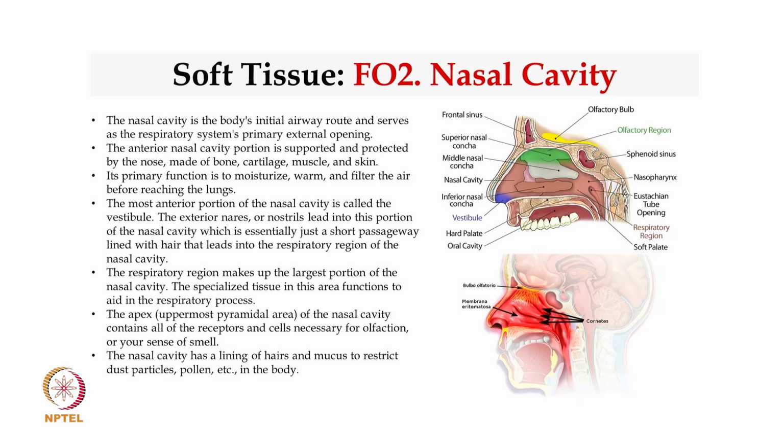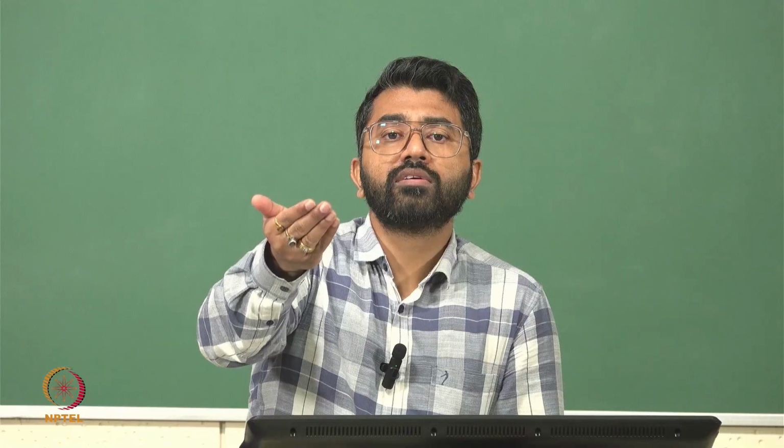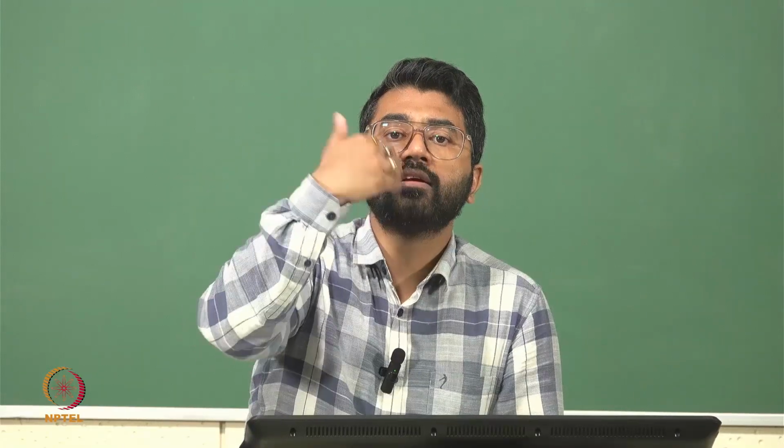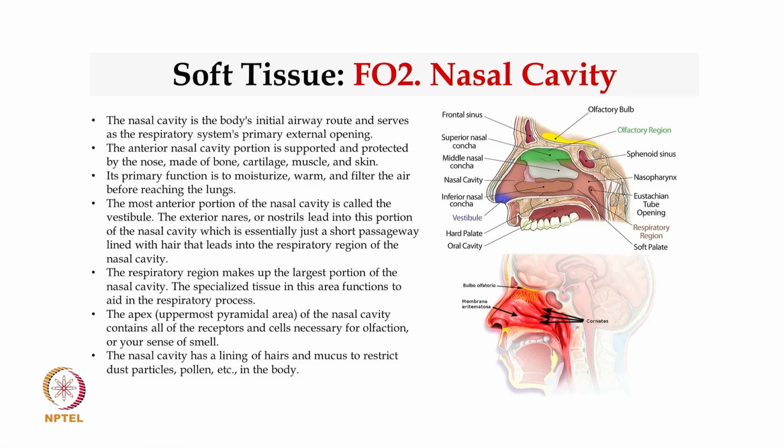Anterior is always in the front. Whenever we are talking in this course, anterior is in the front and posterior is on the back, right? So anterior is the front of the nose. Its primary function is to moisturize, warm, and filter the air before reaching the lungs. So that's the main aspect of the nose, right?